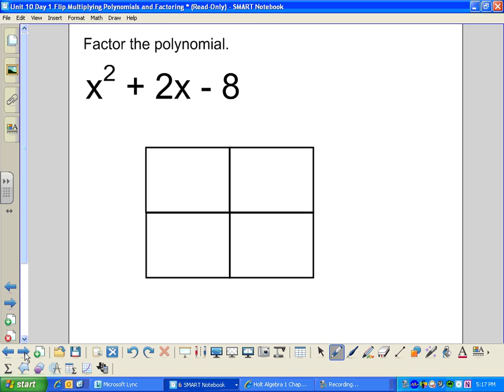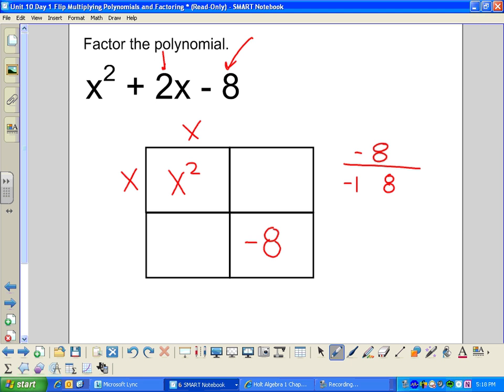Let's try this one. I'm going to have an x squared here. So I'll have an x and I'll have an x. Oh, and then I'll have a negative 8 here. Now it's getting interesting. I need two numbers that multiply together to give me negative 8, but when I add them, it gives me positive 2. Okay, so I'm going to break negative 8 down into its factors.